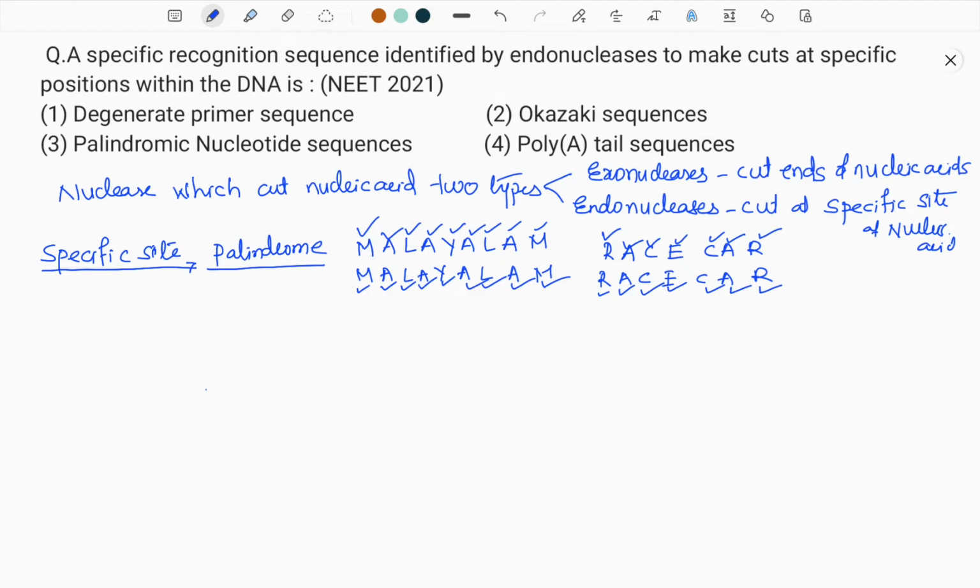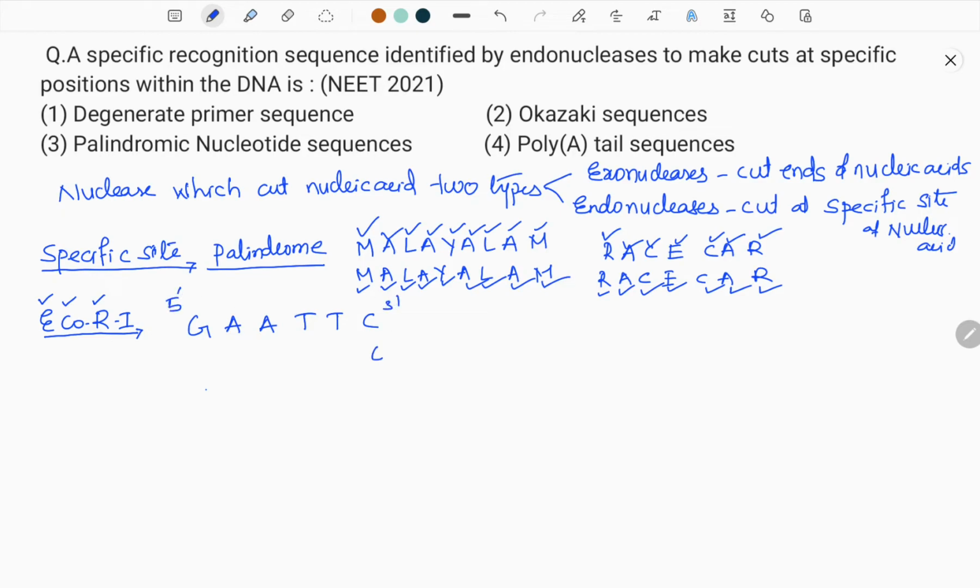Let us see the palindrome or the restriction site of EcoR1. EcoR1 is a restriction endonuclease. It is extracted from Escherichia coli, the bacteria. E stands for the genus Escherichia, CO stands for the species coli, and R stands for the strain, that is variety, and 1 is the order. The Roman numeral 1 is the order. So the EcoR1 restriction site is GAATTC. This is in the 5 to 3 direction that I am writing.